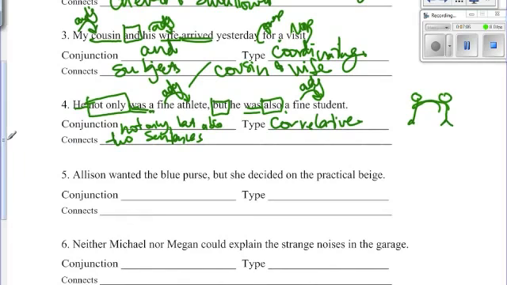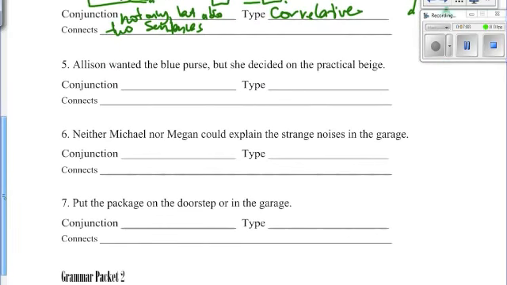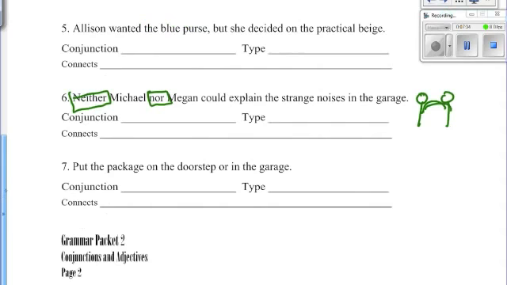So at this point, you should get the idea. I'm going to do one more. There we go. One more with a correlative conjunction. Here in number 6, we would see the word neither. Neither has to have a partner because it is correlative. So neither nor. Go ahead and go through the rest of this to see if you get the hang of it.